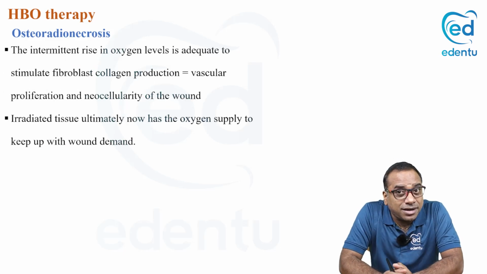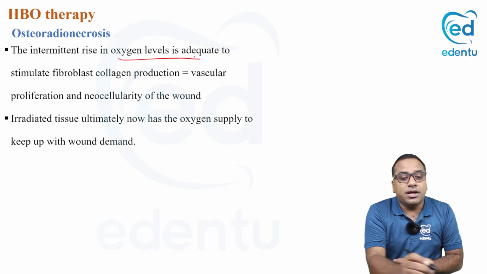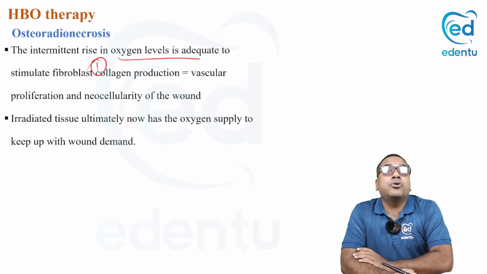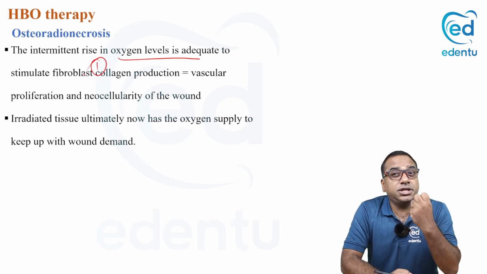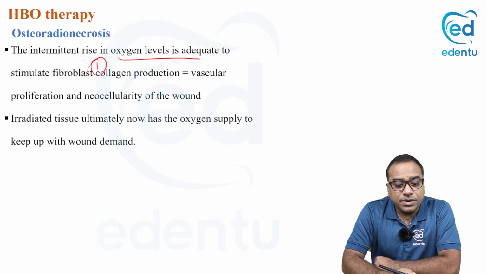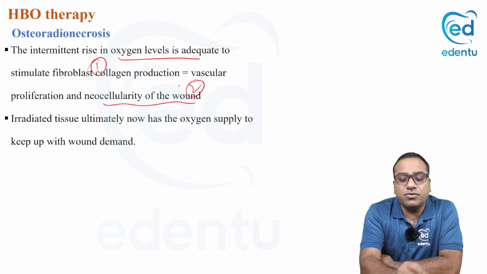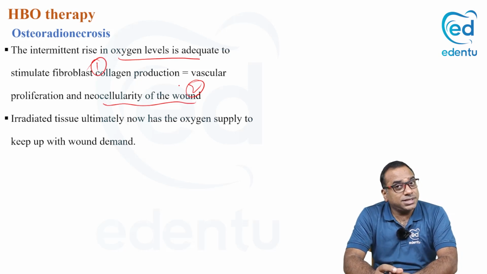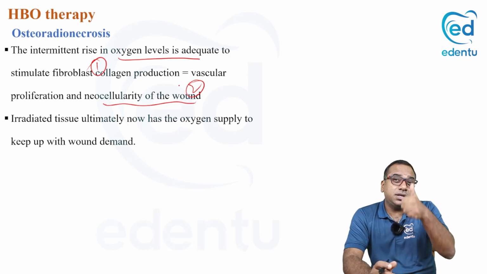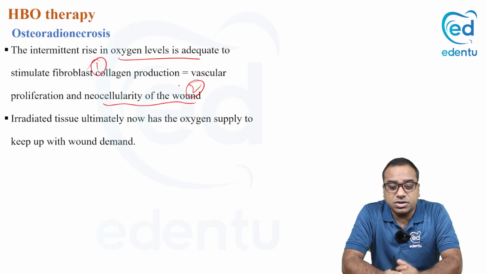So the intermittent rise in oxygen level is adequate to stimulate, number one, fibroblast collagen production. Then vascular proliferation and new cellularity of the wound. So wherever there is a wound, the new cells will come. So please remember, the fibroblast collagen production will increase because of the stimulation of the oxygen.